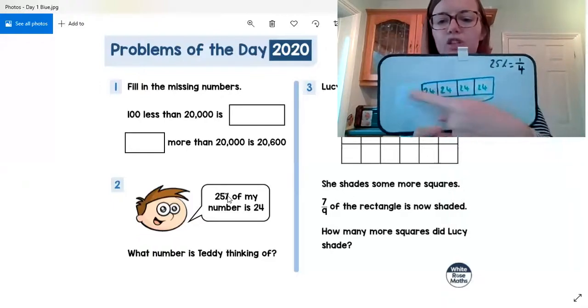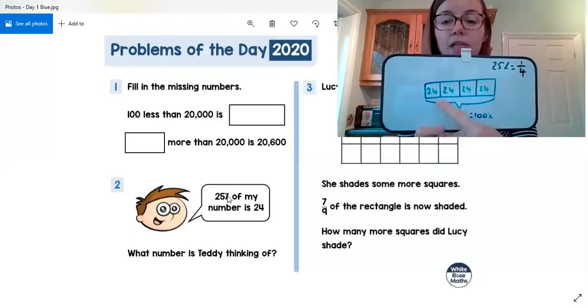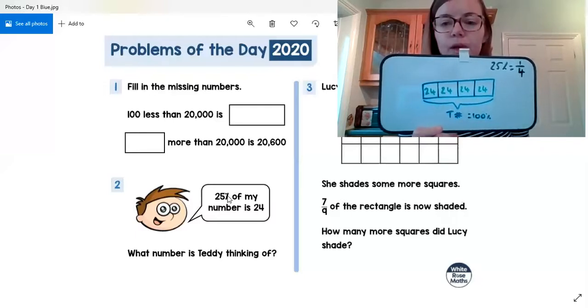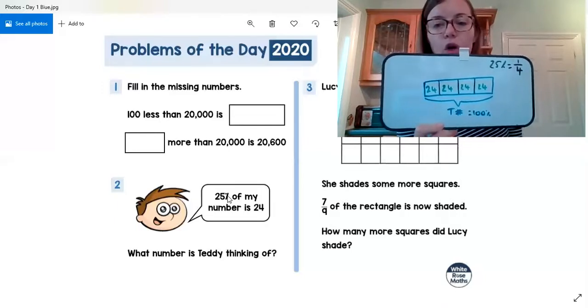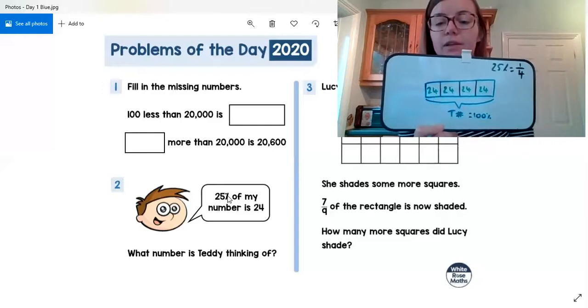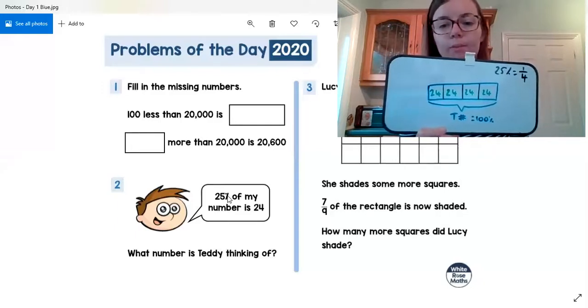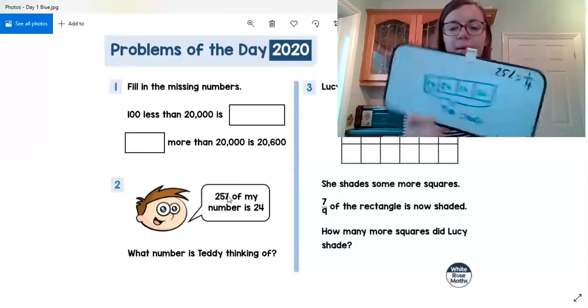So what could I do now to figure out this mystery number, Teddy's whole number? We want the total of the bar. So there are a couple of ways we could do this. We could add up each section. So 24 plus 24 plus 24 plus 24. Or we could do 4 lots of 24, which is the same as saying 4 times 24. Let's try both methods and see.